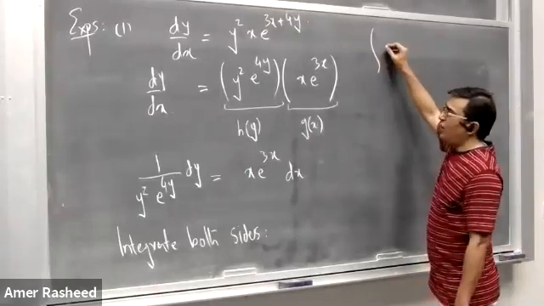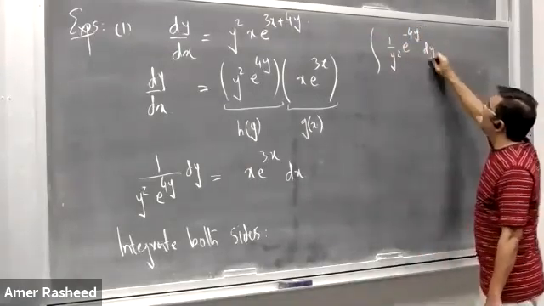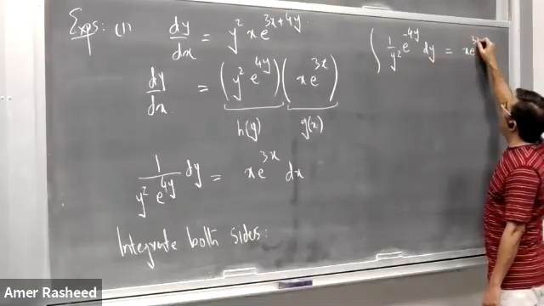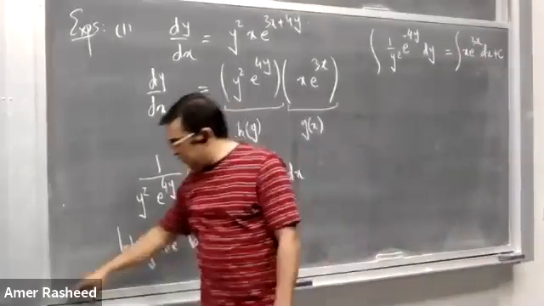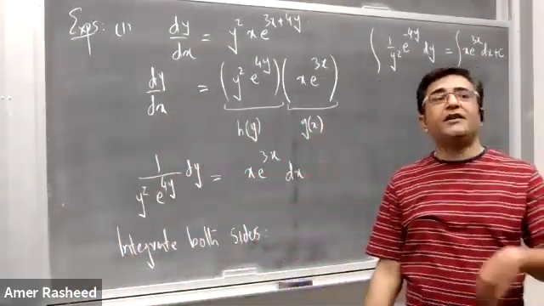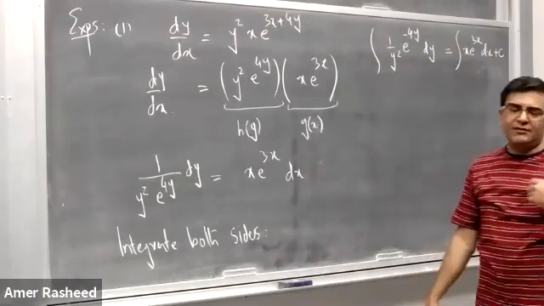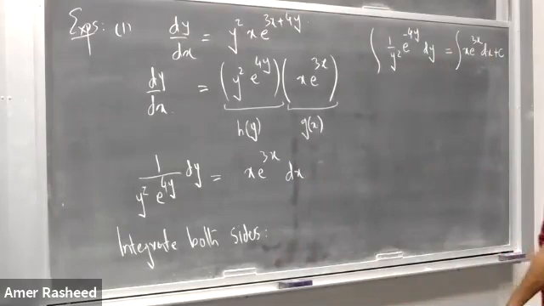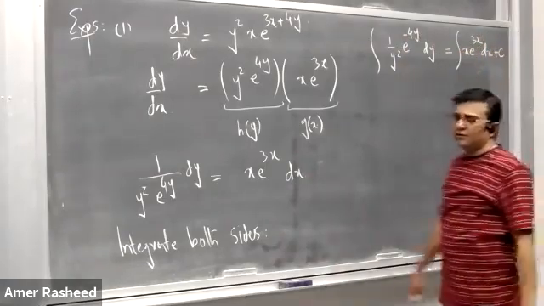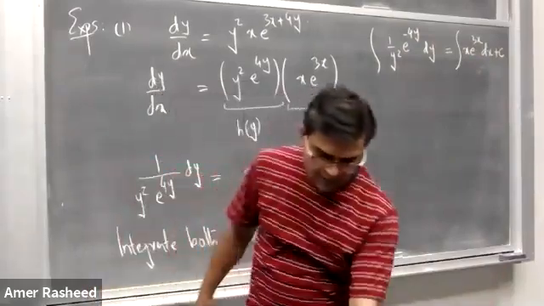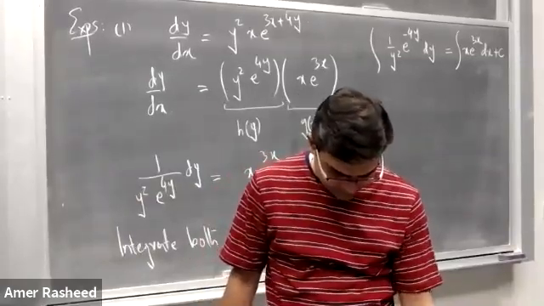So what do we get here? The integral of 1 over y squared into e raised to the power minus 4y dy is equal to the integral of x e raised to the power 3x with respect to x, plus some constant of integration c. Now you should know all the integration techniques in order to integrate these two functions to get the solution of this differential equation. You have to apply integration by parts here, and here as well, and after integrating it, you can get the solution. Can you do it? Tell me. We will have to revise.